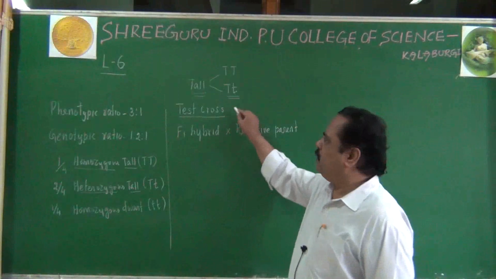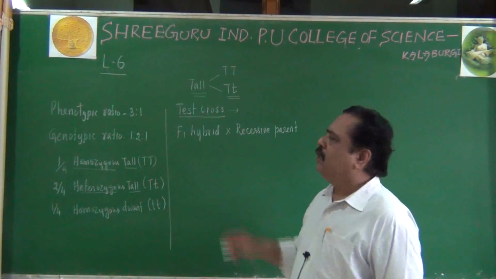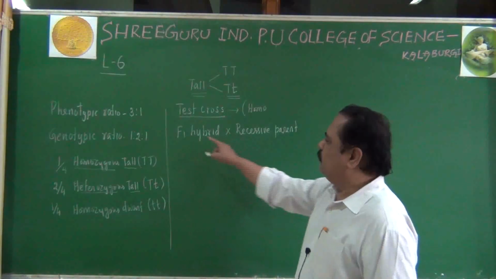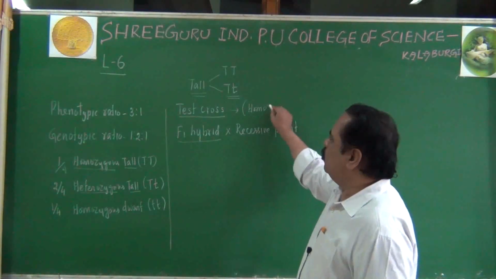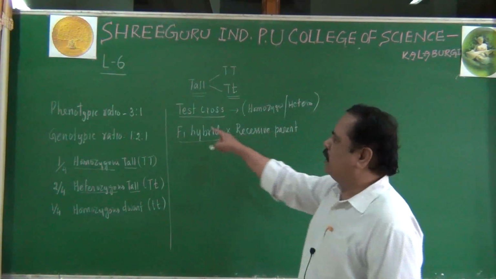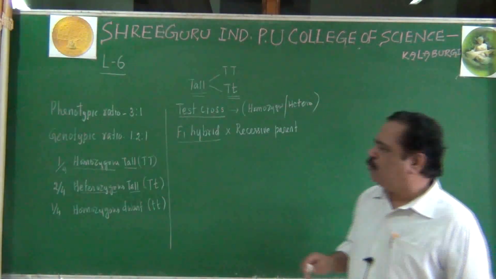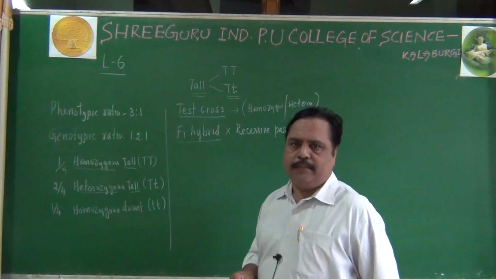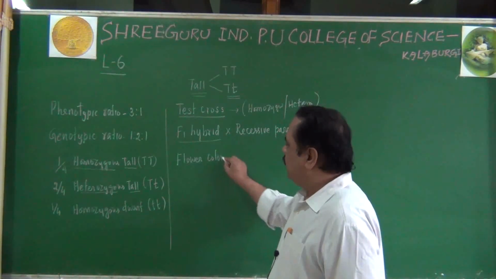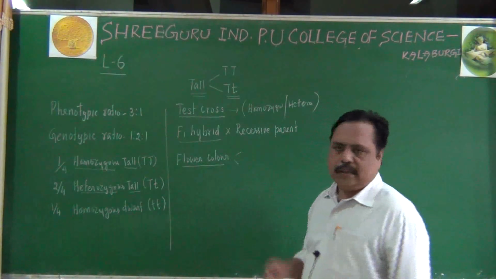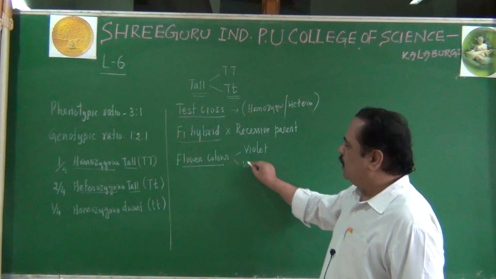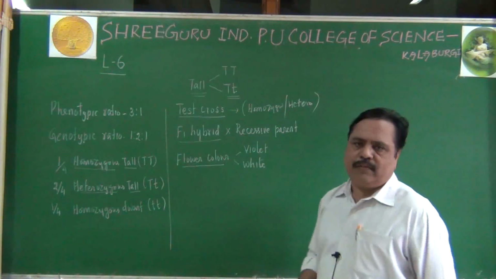What is the advantage of test cross? Why should we perform a test cross? It is to test whether the given hybrid is homozygous or heterozygous, which you can identify by means of this test cross only. Yesterday we took one example related to the pea plant, the flower color of the pea plant. In the flower color, there were 2 traits. One of them is violet flower. Some other plants were producing white flower.